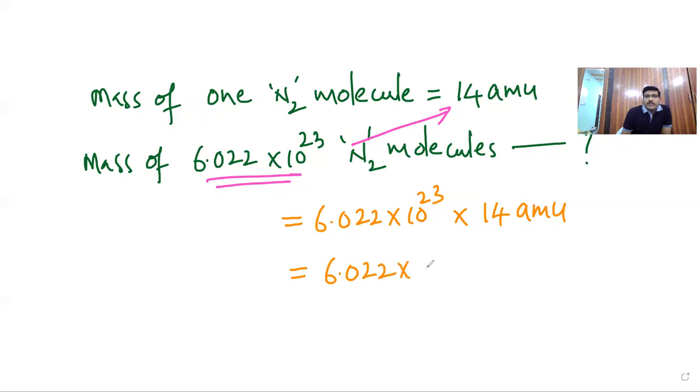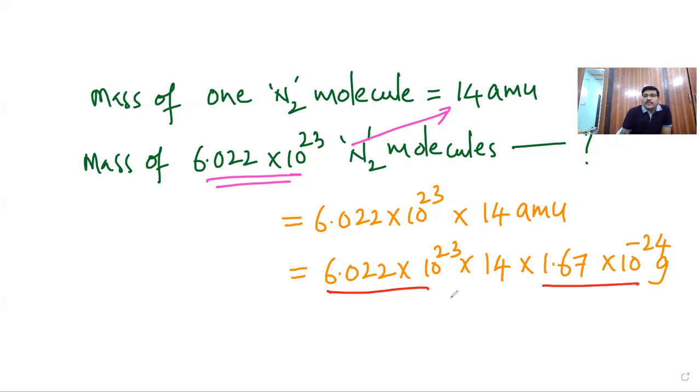6.022 into 10 to the power of 23. 1 amu is equal to the mass of a proton, so 1.67 into 10 to the power of minus 24 grams. So this entire thing, this and this put together, becomes 1. Then finally 14 grams.